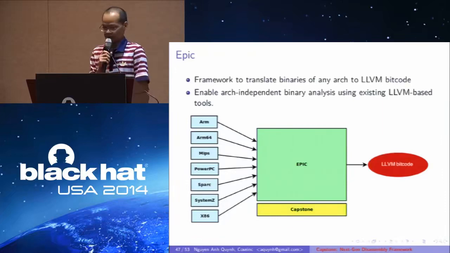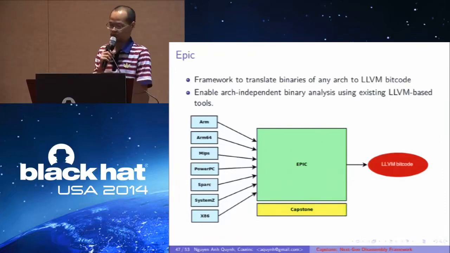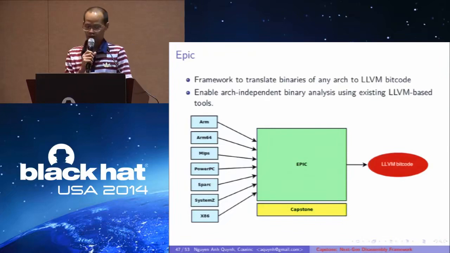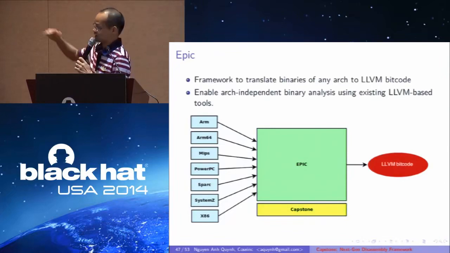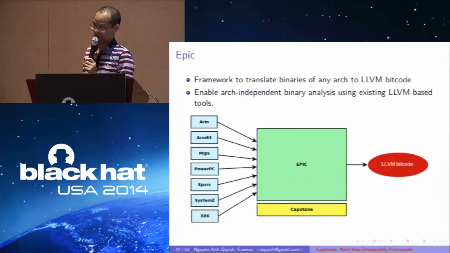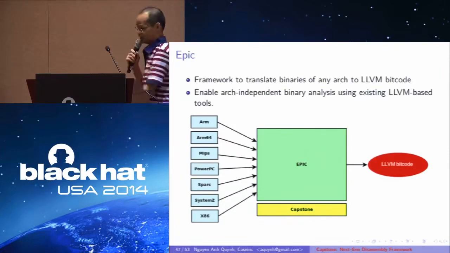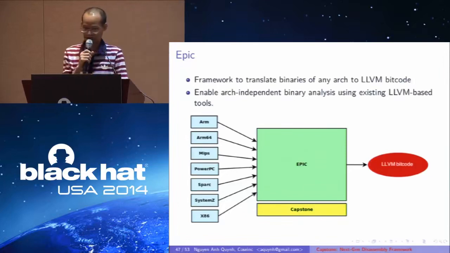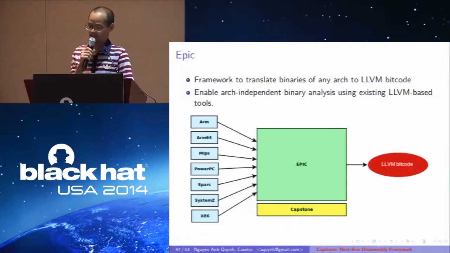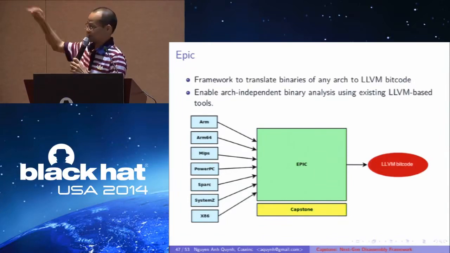Another tool which I'm trying to build now, still work in progress, is a framework named Epic, which can translate binaries from all the architectures on the left side to LLVM. And on the right side, you have LLVM bitcode as the output. And after you have the LLVM bitcode, you can use many existing binary analysis tools using LLVM. So you can do binary analysis with all those architectures on the left side.